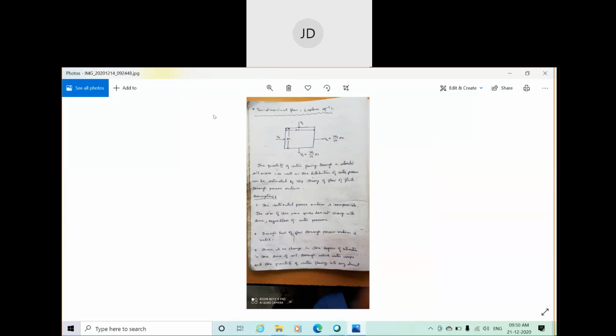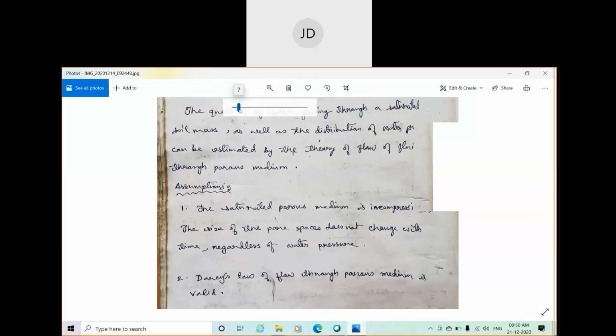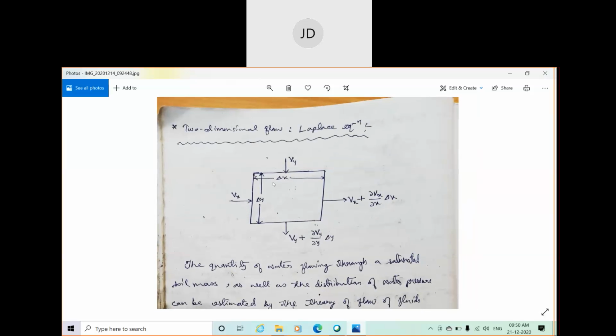So, about the Laplace equation. Let me zoom in. Here you can see the title. It is a two-dimensional flow. It's my mistake, sorry. So it's a two-dimensional flow equation derived by Laplace. That's why the particular equation is known as the Laplace equation. Here you can see this rectangular shape. It is considered as a soil element. You can consider it as a porous medium of dimension delta x in the x direction, delta y in the y direction, and having unit thickness. Unit thickness means in the direction perpendicular to the plane, the dimension is considered as one unit.